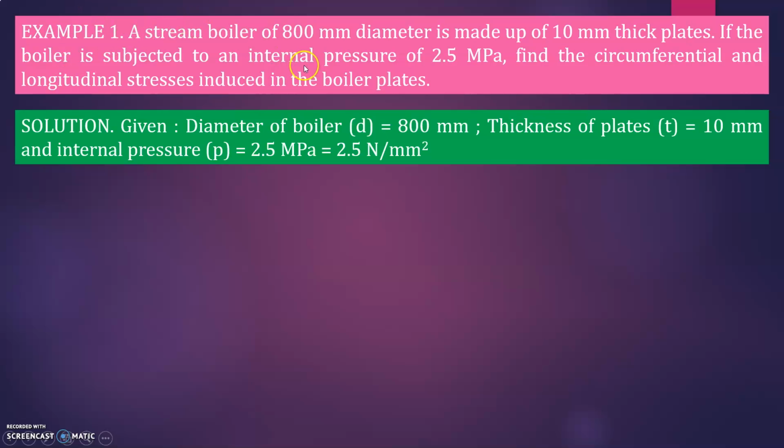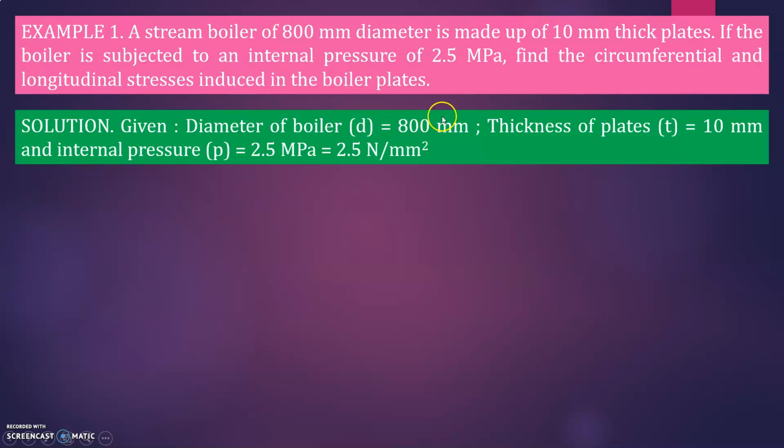A steam boiler of 800 mm diameter is made up of 10 mm thick plates. If the boiler is subjected to an internal pressure of 2.5 MPa, find the circumferential and longitudinal stresses induced in the boiler plates. Very simple example, direct substitution. If you know the formula, you can directly calculate the circumferential and longitudinal stresses.